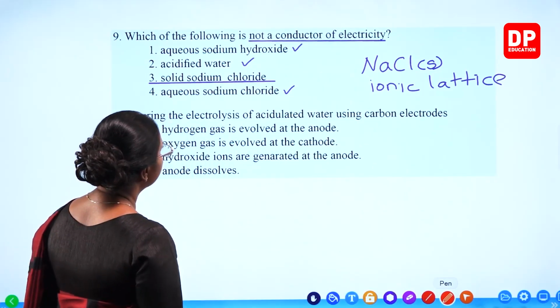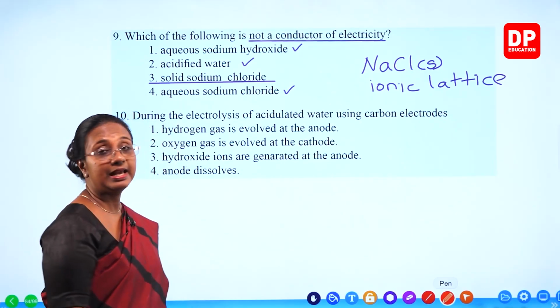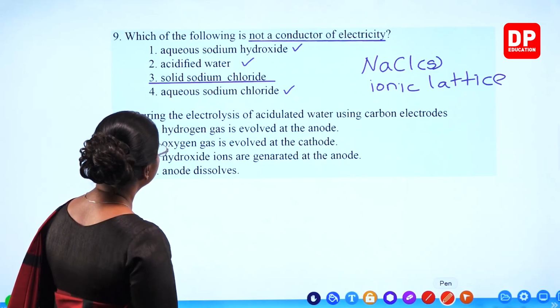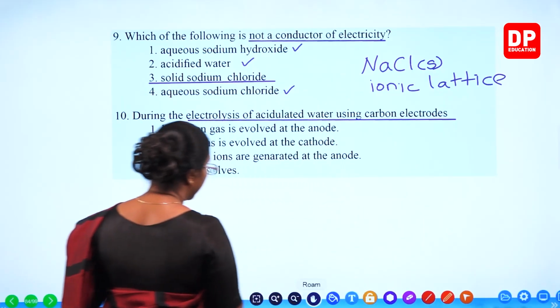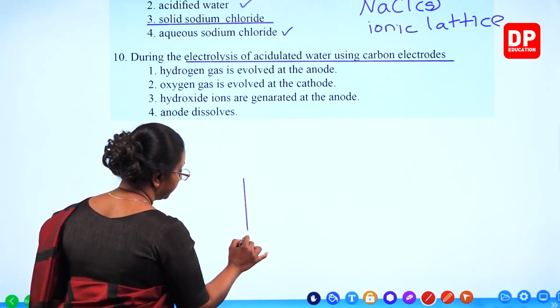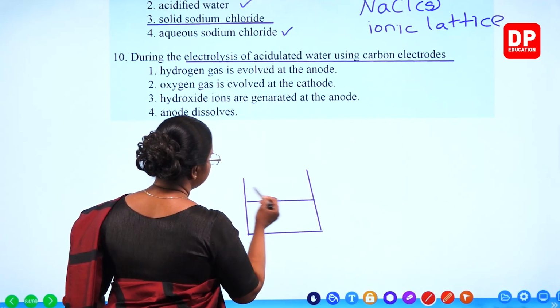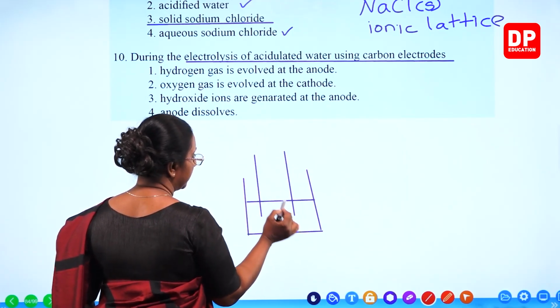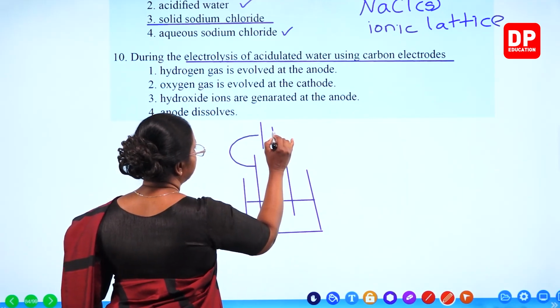Then, during the electrolysis of acidulated water using carbon electrodes. So you have to remember that as well. Electrolysis of acidulated water using carbon electrodes. If we look at that process, you have the electrolytic cell here with acidulated water, the carbon electrodes and the power supply.